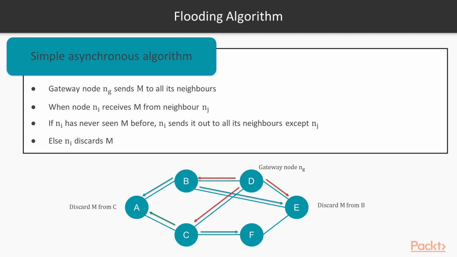Similarly, node C sends the message to all of its neighbors. In this case, node A is going to discard the message from node C because it was already received from node B. And similarly, by continuing this algorithm, we will eventually reach a point where all of the nodes will receive this message M.